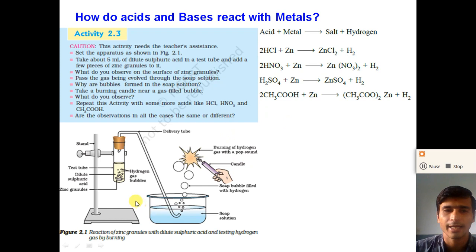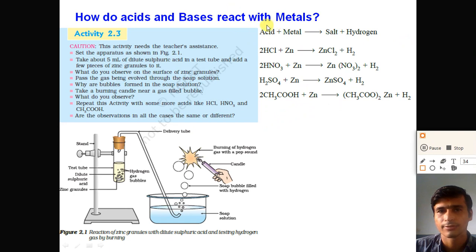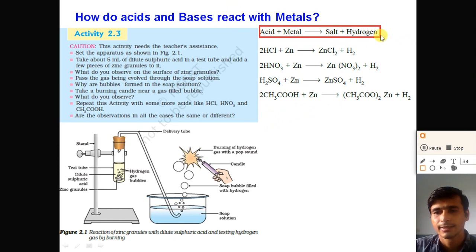Similarly, you can take any of the acids: HCl, HNO3, CH3COOH, that is, hydrochloric acid, nitric acid, acetic acid. All types of acid react with zinc granules, or zinc metal, and produce hydrogen gas and the salt. So you have to remember this equation carefully. Dear student, remember this equation carefully: acid reacts with the metal, producing the salt and hydrogen gas.